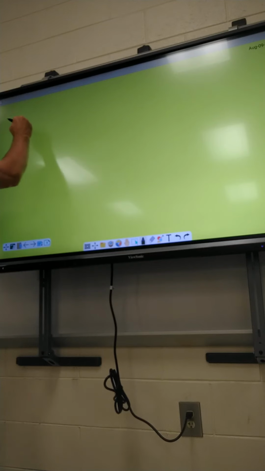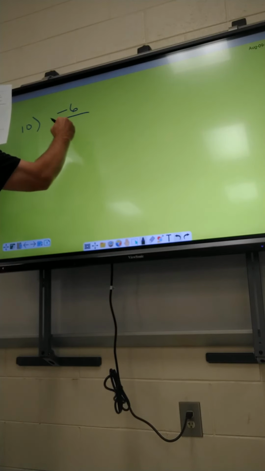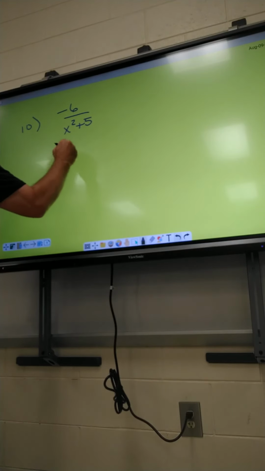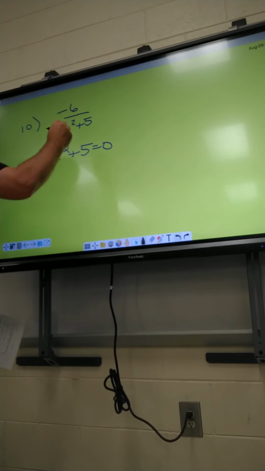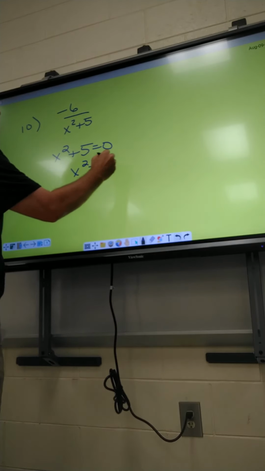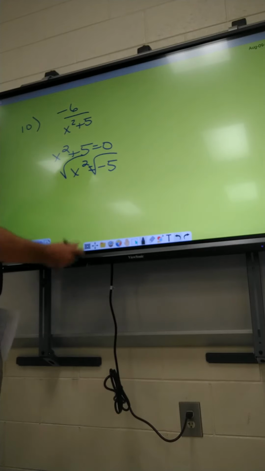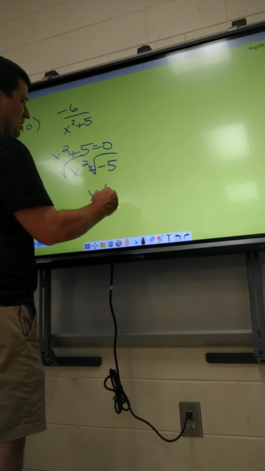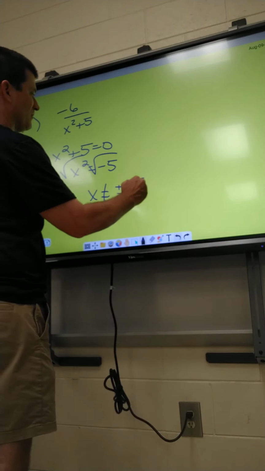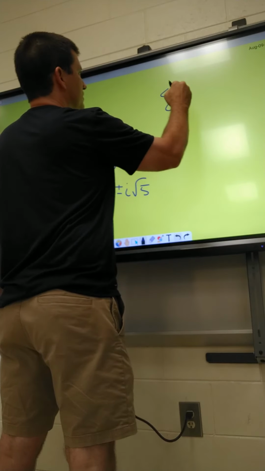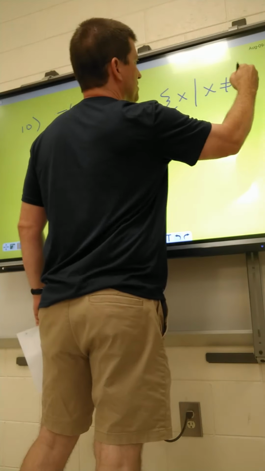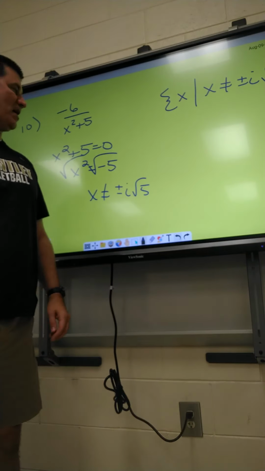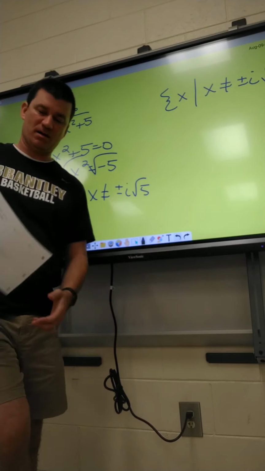All right, next one, go to 10. Basically same thing. Set the bottom equal to 0. Move +5 over, that could be -5. Take a square root. Now, not only is 5 not a perfect square, it's a negative number too. So x cannot equal plus or minus i√5. 5 isn't a perfect square, so you leave it √5. If it's got a negative, you bring it out, it's an i.